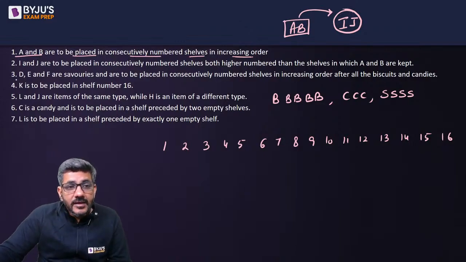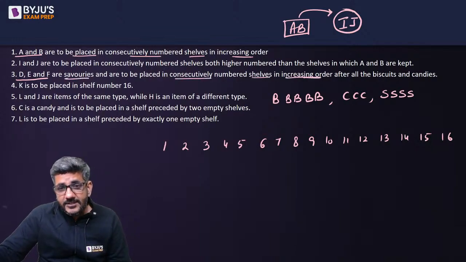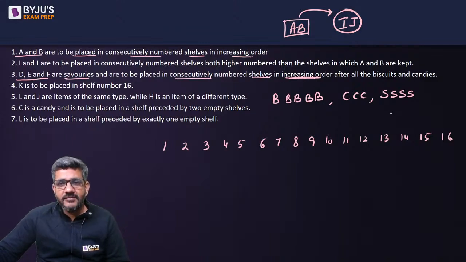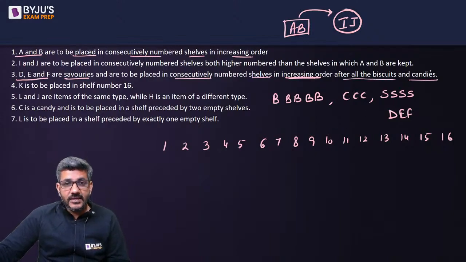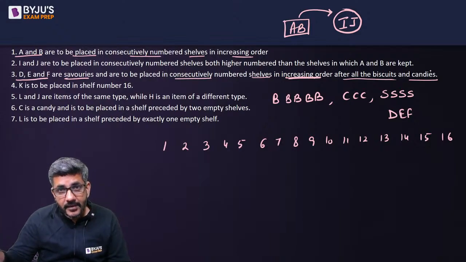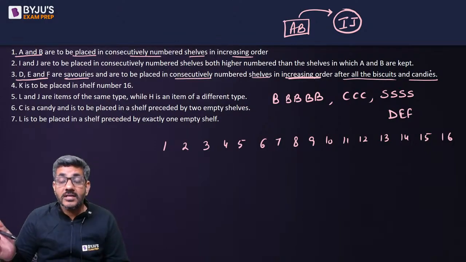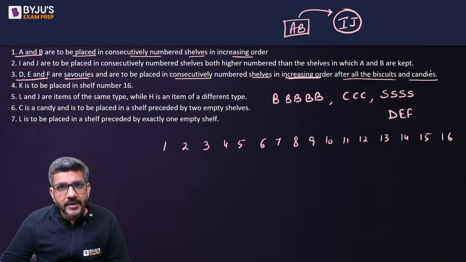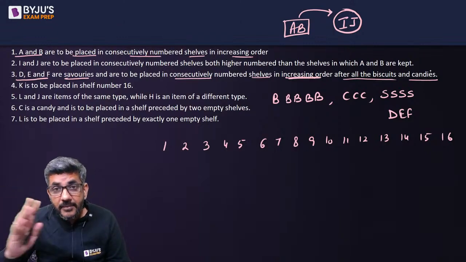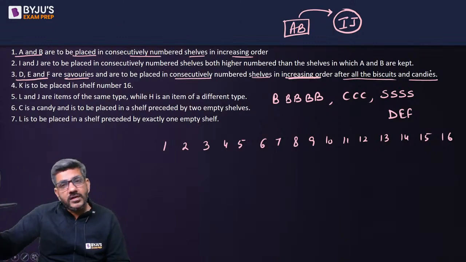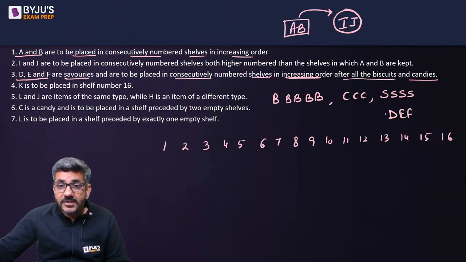What next? D, E, F are savories and are to be placed in consecutively numbered shelves in increasing order. So D, E, F are savories. So he's already told us that D, E, F are savories. They are to be kept in increasing order. After all the biscuits and candies, that means at the end savories would come, right? So does that mean that savories would be in 13, 14, 15, 16? Not necessarily. Possibly 16 might be empty. Possibly 15 and 16 both might be empty. But definitely D, E, F would come together in increasing order. That means even their order is fixed, that they would come in this order.